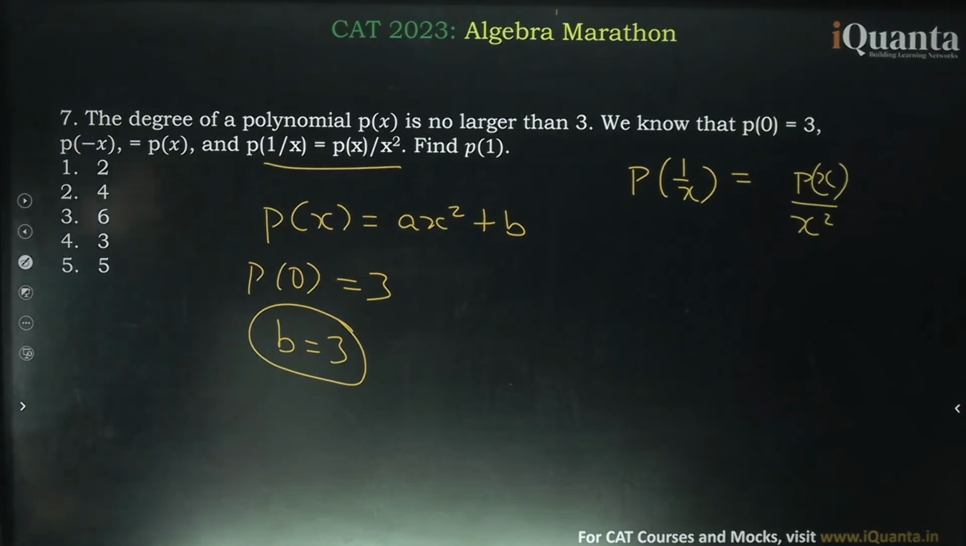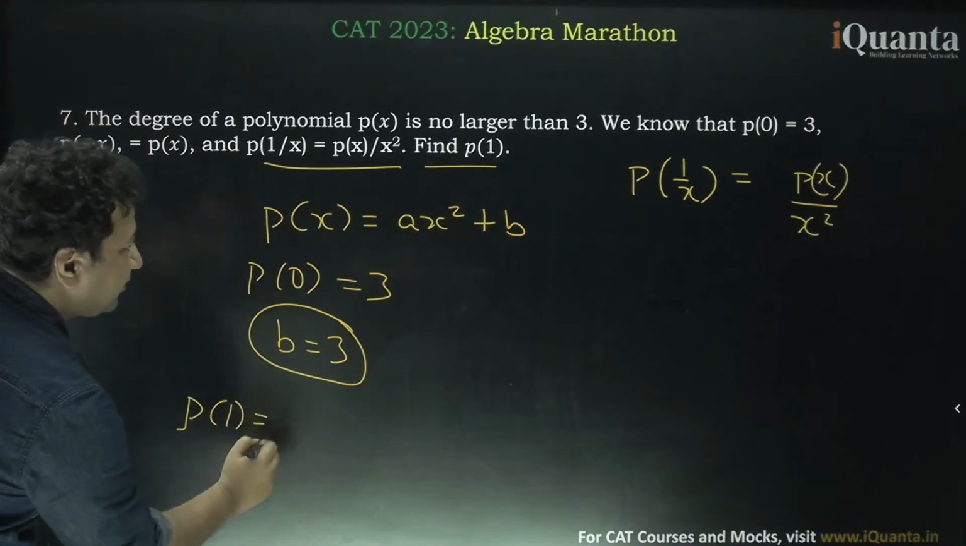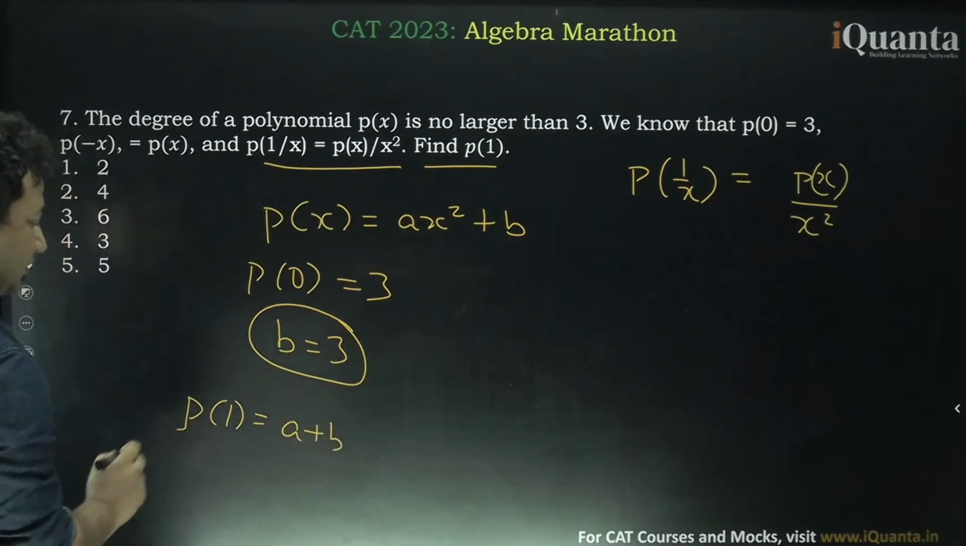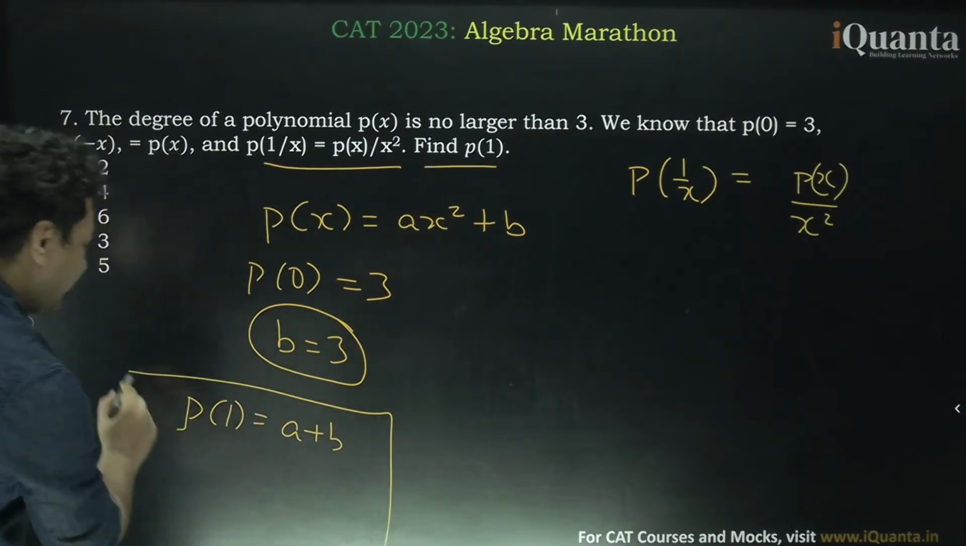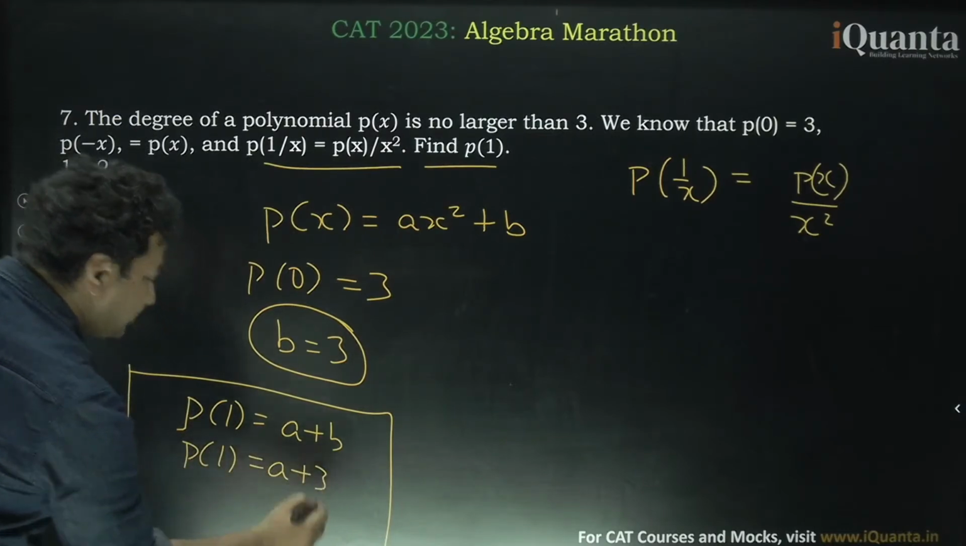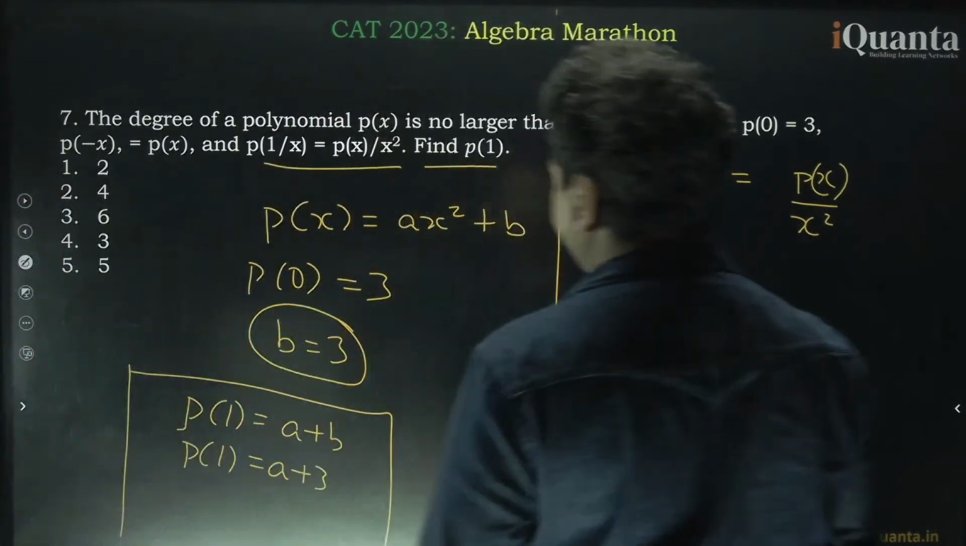Right. We have to find the value of P1. What is the value of P1? P1 will be A plus B. Isn't it? We have already found B. That means P1 will be A plus 3. As soon as we find the value of A, we will get our answer. Let us do it here.